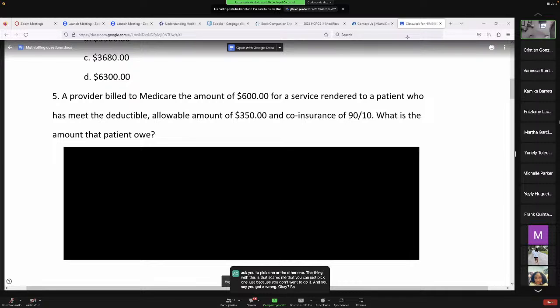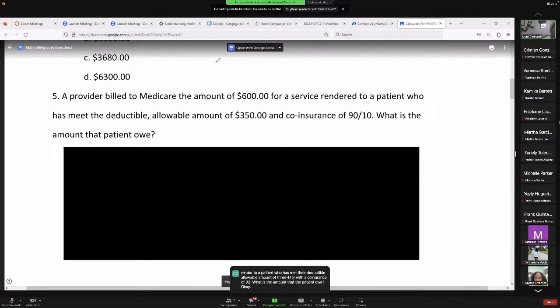Okay, so what is the... I will wait. Read it first and then see what the question is. It says, provider billed Medicare the amount of $600 for a service rendered to a patient who has met their deductible, allowable amount of $350 with a coinsurance of $90.10. What is the amount that the patient owed?